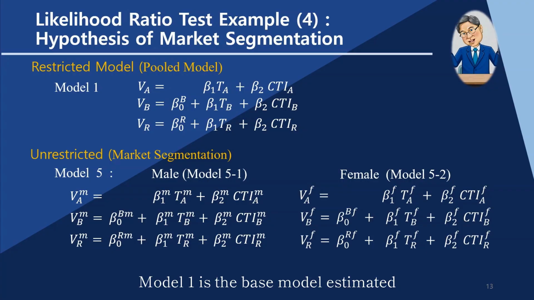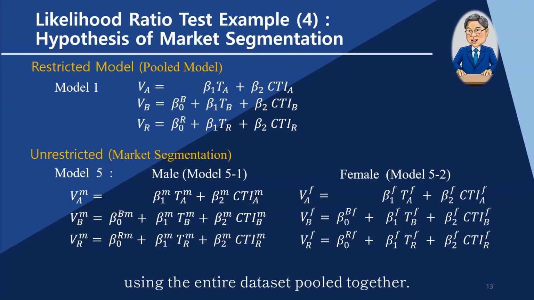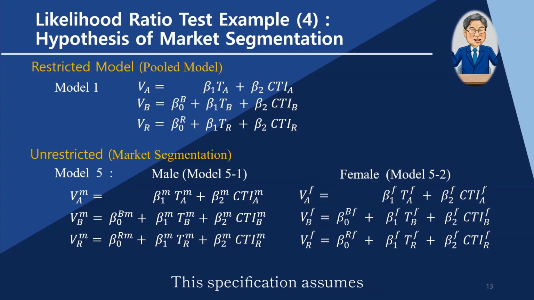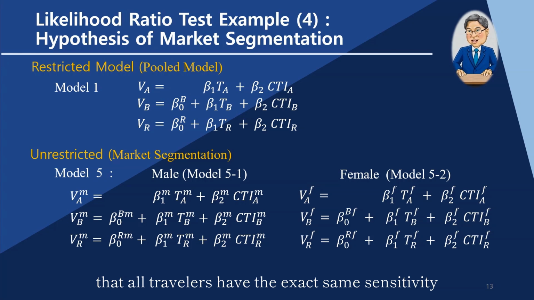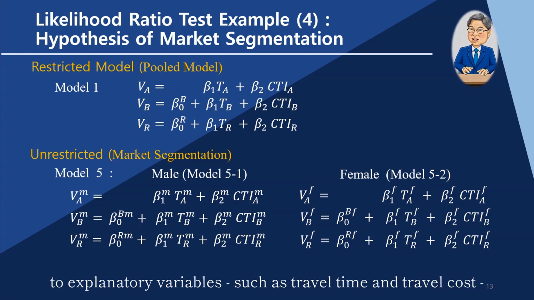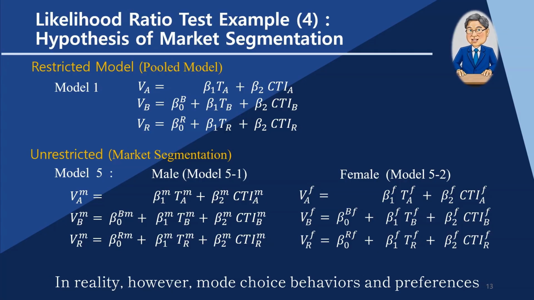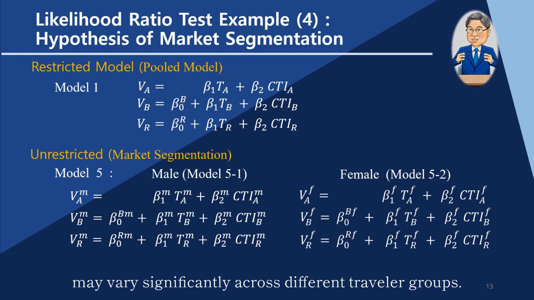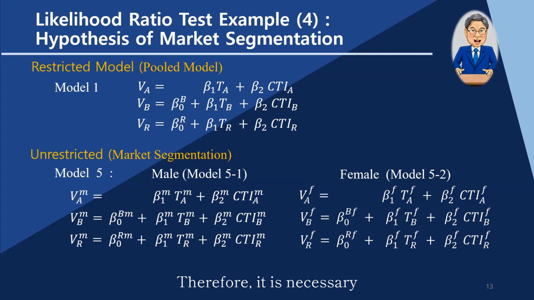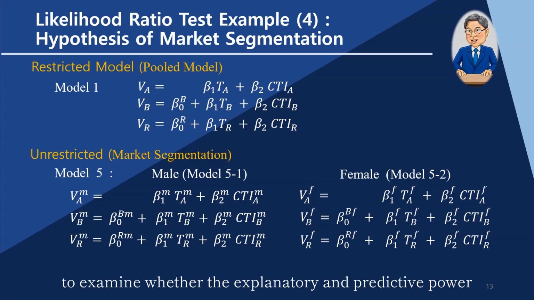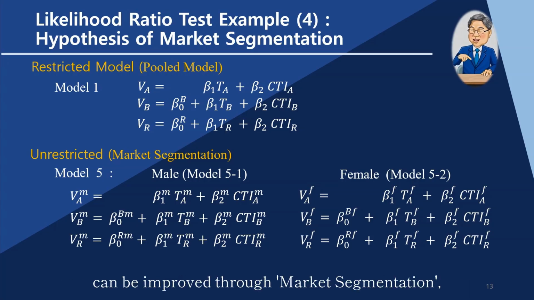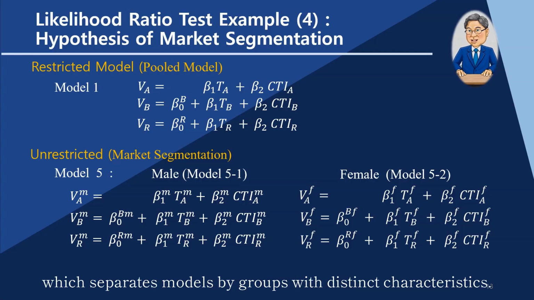Model 1 is the base model estimated using the entire dataset pooled together. This specification assumes that all travelers have the exact same sensitivity to explanatory variables, such as travel time and travel cost, regardless of their socioeconomic attributes like gender or age. In reality, however, mode choice behaviors and preferences may vary significantly across different traveler groups. Therefore, it is necessary to examine whether the explanatory and predictive power of the model can be improved through market segmentation, which separates models by groups with distinct characteristics.